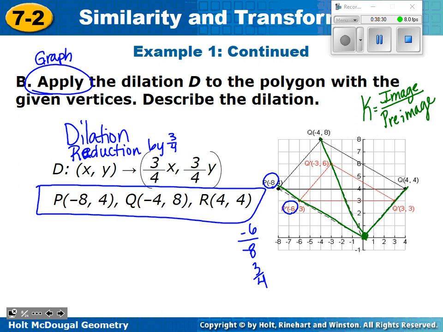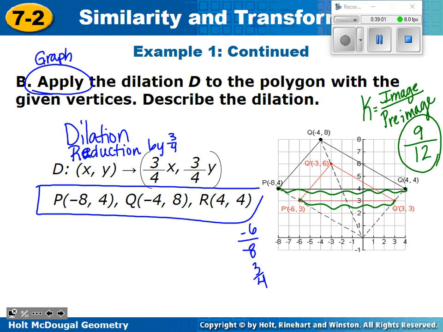So what I mean by image distance over pre-image distance is look at your shapes. Here's the image in red. What's the distance of this side of the red triangle? Let me erase all those markings. What is this distance right here? Yes, from -6 to +3 would be a total of 9. Okay, then compare it to the pre-image. What's the total distance on the pre-image? 12. What does 9 over 12 reduce to?